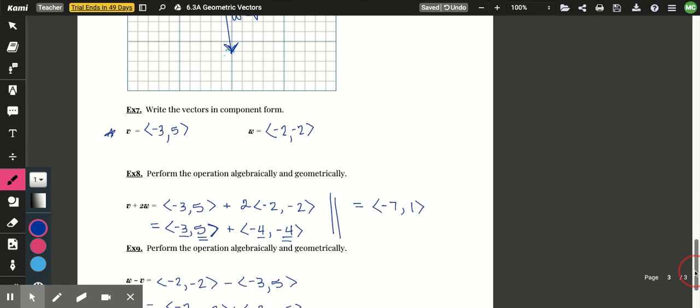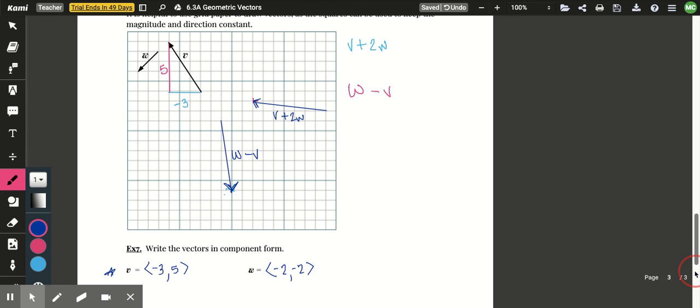And then once again, I want to go back and look at the picture that I drew for w minus v and see if that makes sense. From tail to head, it looks like I would have to go 1 to the right and then down 1, 2, 3, 4, 5, 6, 7. So it matches up geometrically or algebraically. All right, now you answer the rest of the questions.